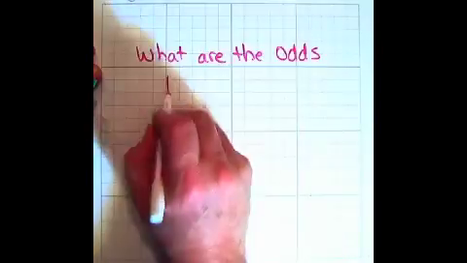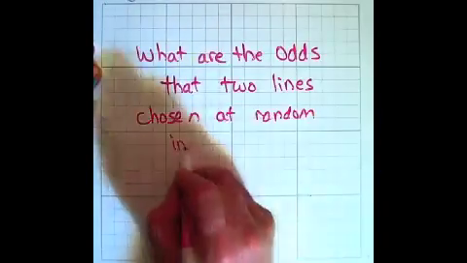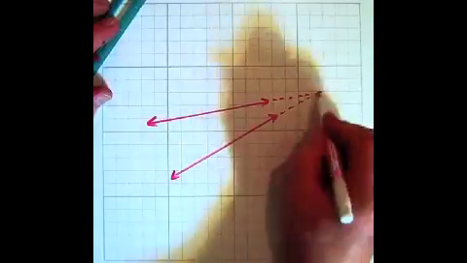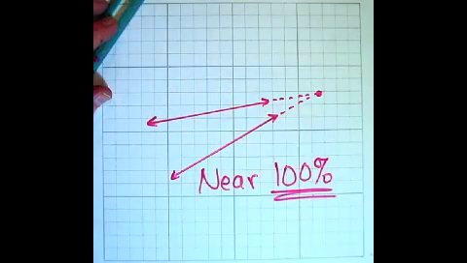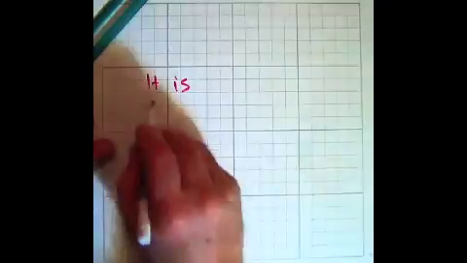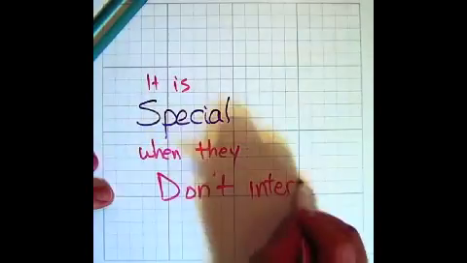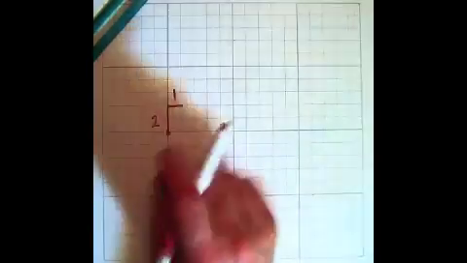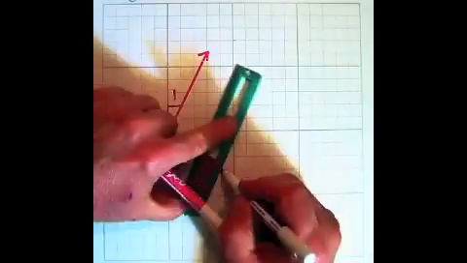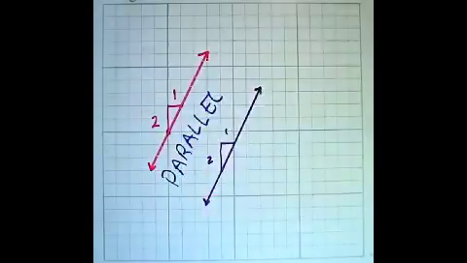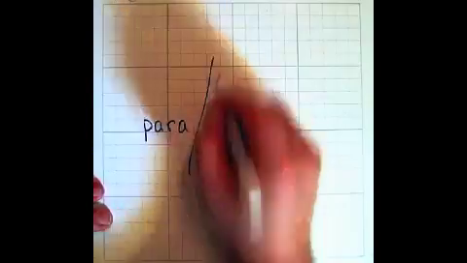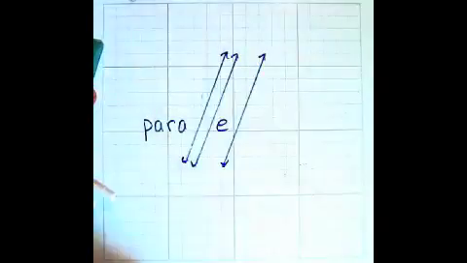What are the odds that two lines chosen at random in a plane will intersect? It's nearly 100%. That means that if they don't intersect, if they're parallel, they're special. You might take one line here with a slope of 2, rise of 2 over 1. If the two lines are parallel, they'll have the same slope. You might write it like this with parallel to remember that they have the same slope.